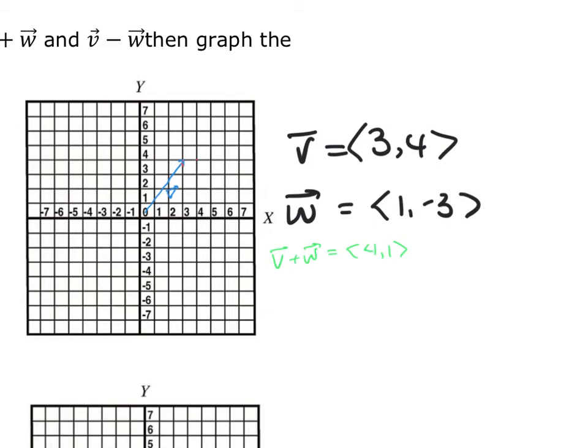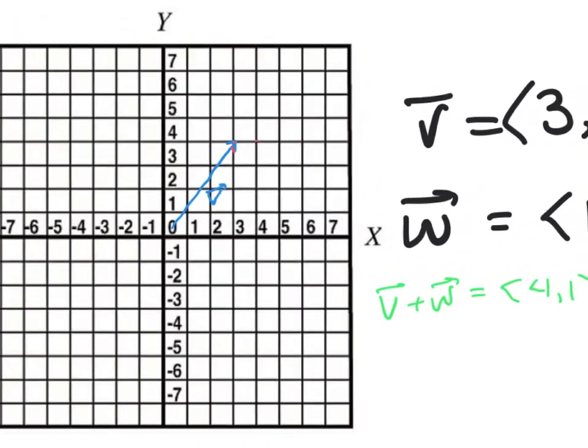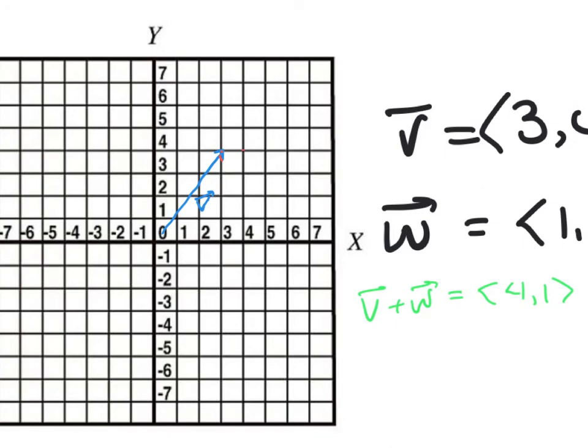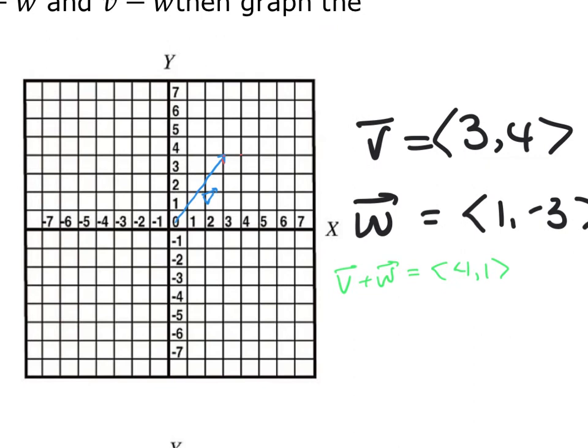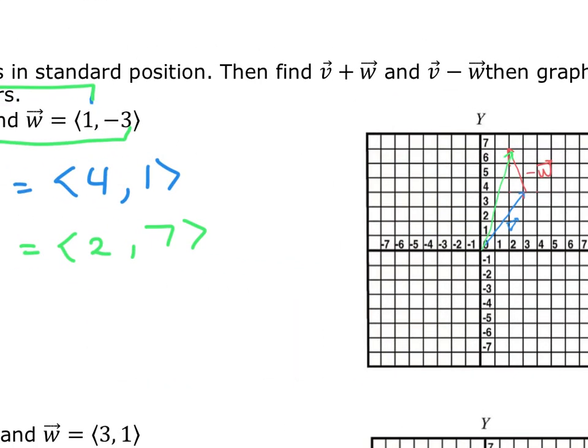Now, let's do the subtraction. I still have my v vector first, so I'm just going to zoom in again. There's my v vector, and now I'm going to do the subtraction of my w, which means I need to take my w and go in the opposite direction. So instead of going right 1, I'm going to go back 1. Instead of going down 3, I'm going to go up 3. 1, 2, 3. This is my minus w vector. And you can see this is my resulting vector. So I have v minus w.